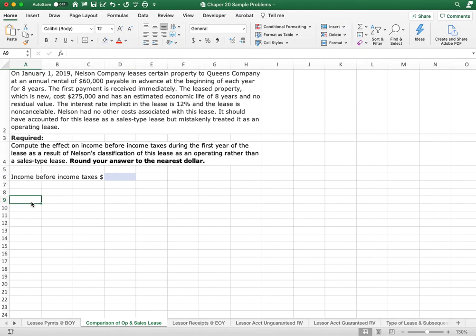And so let's just calculate under the operating versus the sales type what the income before taxes would be, and then use that obviously to subtract the difference. So for an operating lease, we'd be looking at rental revenue less depreciation expense, and that would give us income before taxes.